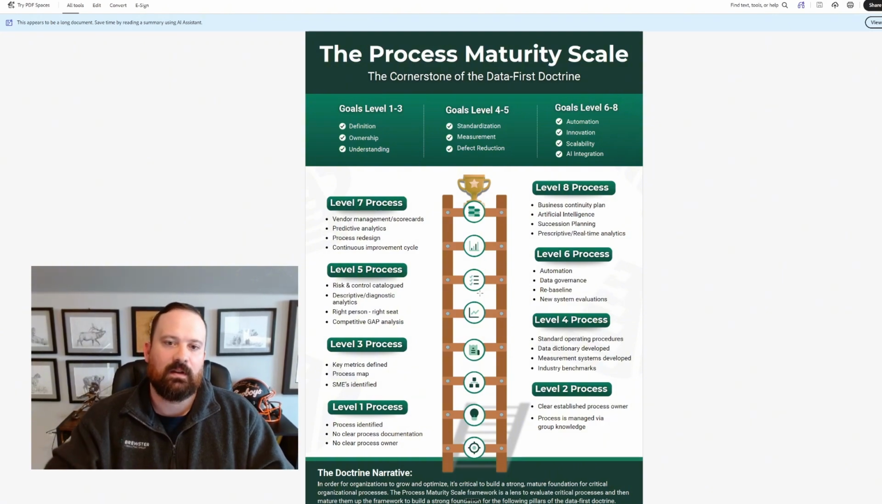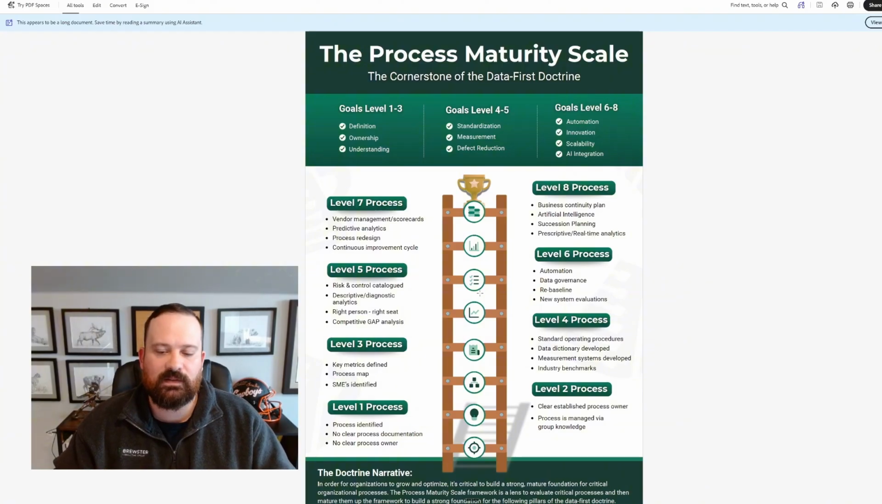And so this is kind of broken into three tiers, levels 1 through 3 of the process maturity scale. We consider foundational framing. There's definition, ownership, and understanding of what the process is. So you're going to define KPIs, you're going to process map so you understand how the process actually happens. You're going to really build a strong foundation of understanding on the process itself.